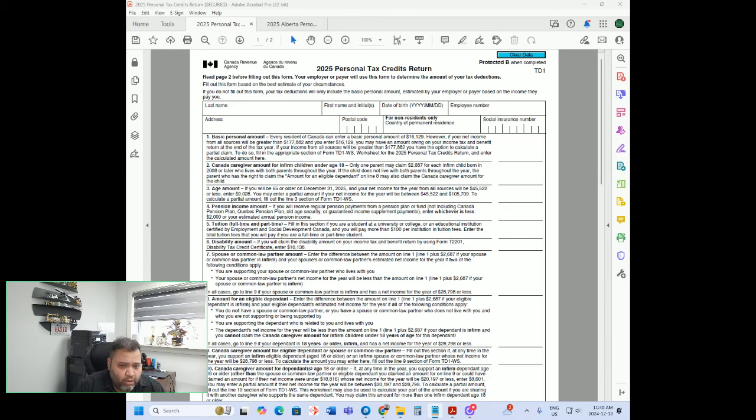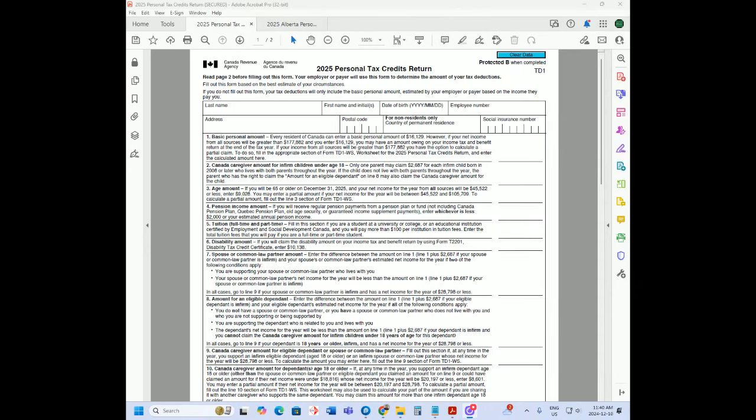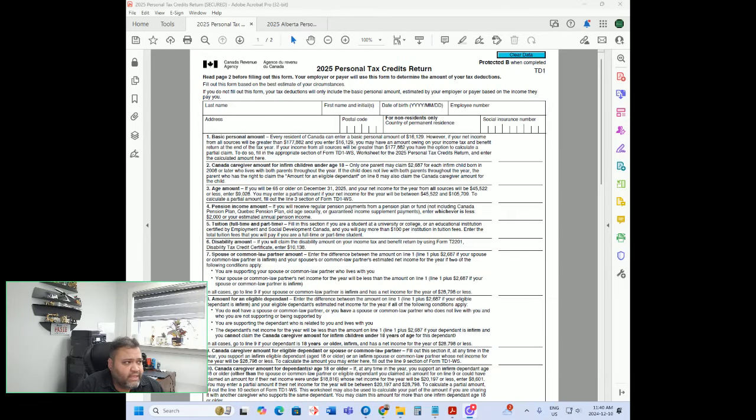So to go with the form, the form has some basic information at the top, so you'll put your name, your SIN number, your address in the top part. The first question is the basic personal amount. So in Canada, we do pay two taxes. One is the federal, and the other one could be the provincial or the territorial taxes that you pay. So here you don't pay tax on the first 16,129. That's the basic personal amount.